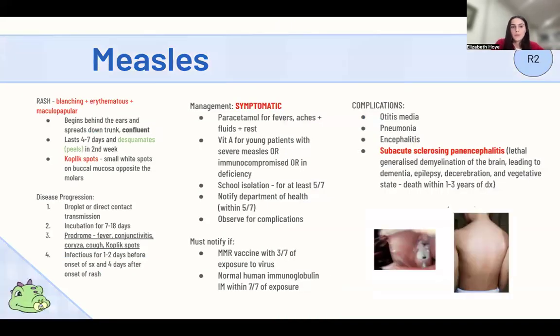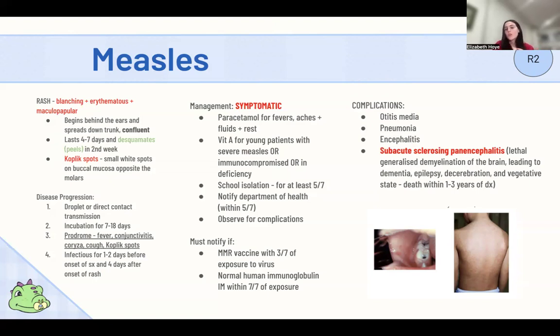The first one is measles. To categorize the rash, it's a blanching erythematous maculopapular rash, which usually starts behind the ears and then goes down the trunk. They're confluent spots, meaning that it merges together, and usually lasts only up to a week and eventually peels in that second week.